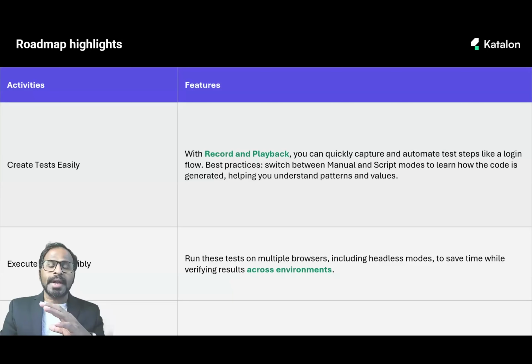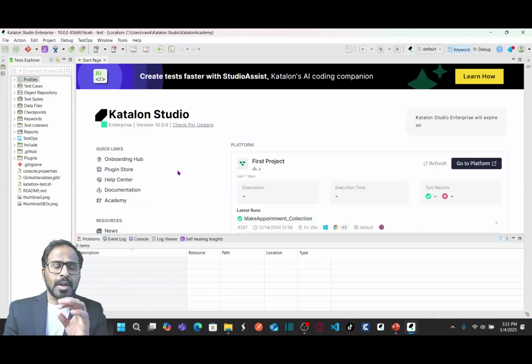So once you identify your right scope candidates for automation, then you can start automating the identified tests by using a simple feature called record and playback, where you need not have any coding knowledge. So now let us jump onto the Katalon Studio and see how we can automate the simple test cases by using record and playback. So this is my Katalon Studio.